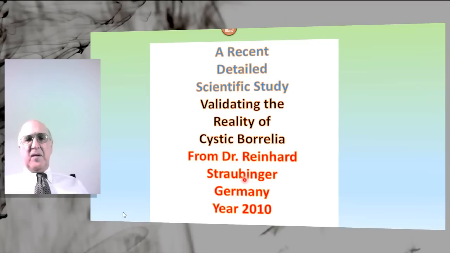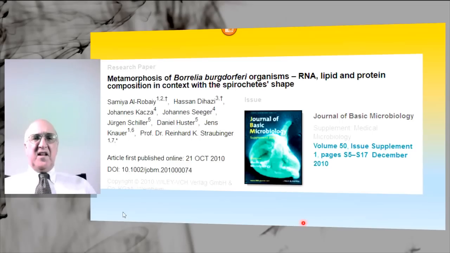Dr. Straubinger, past professor of veterinary medicine at Cornell, now senior professor at his university in Germany, wanted to validate the reality of cystic Borrelia, so he did a study. And here's the study. It's called Metamorphosis. We've heard that before, the metamorphosis of the butterfly, the pupa, and the caterpillar. Borrelia burgdorferi organisms: RNA, lipid, protein composition in context of spirochete shape. And here is a rounded up cystic form with a tail on the cover of the journal Basic Microbiology.